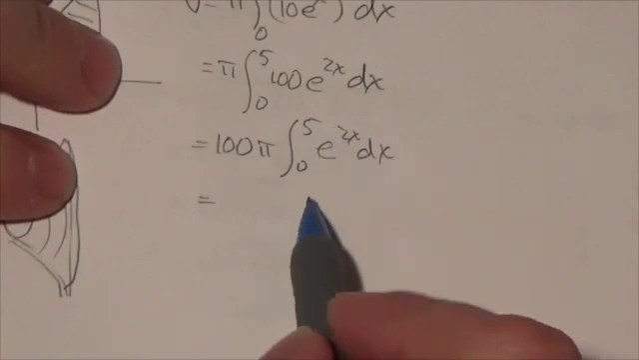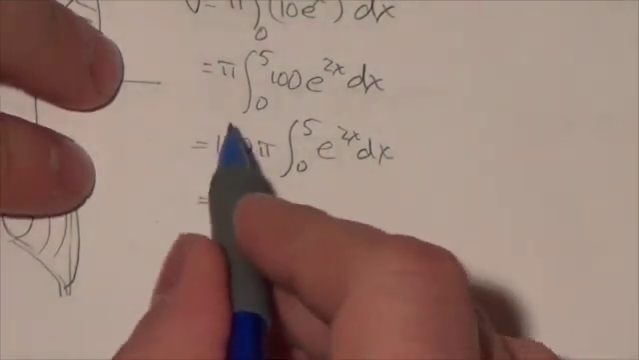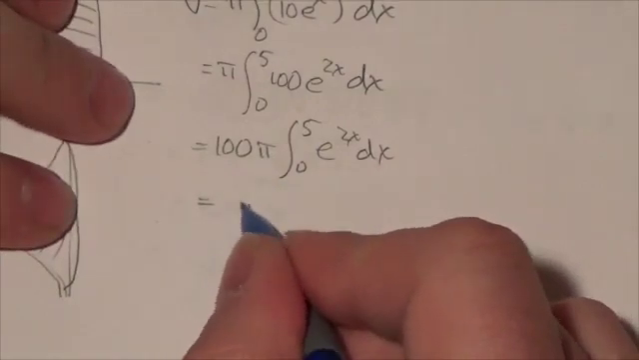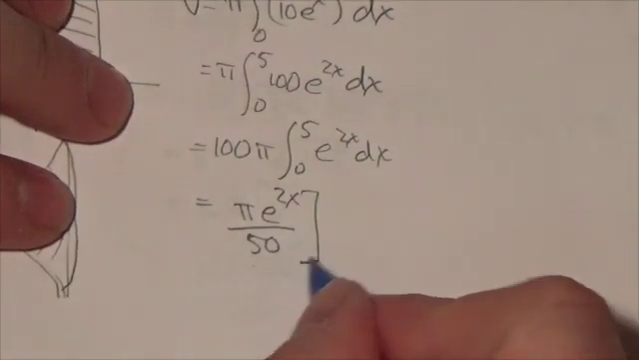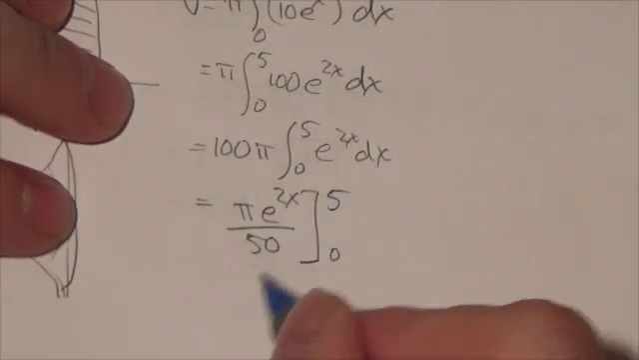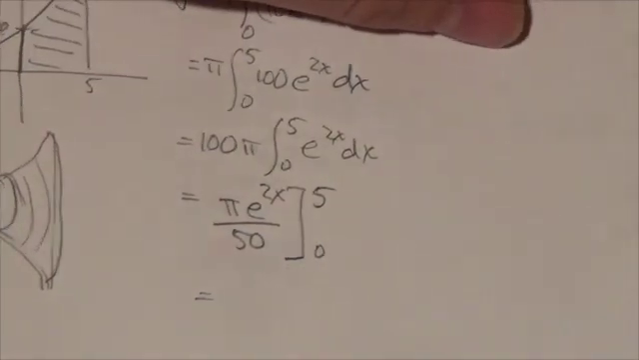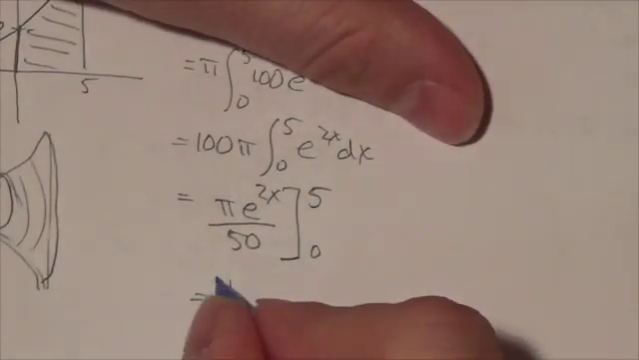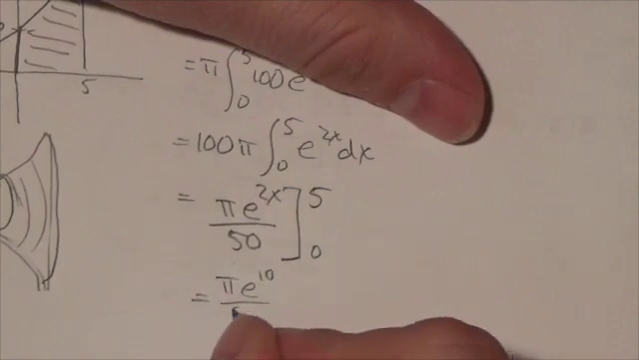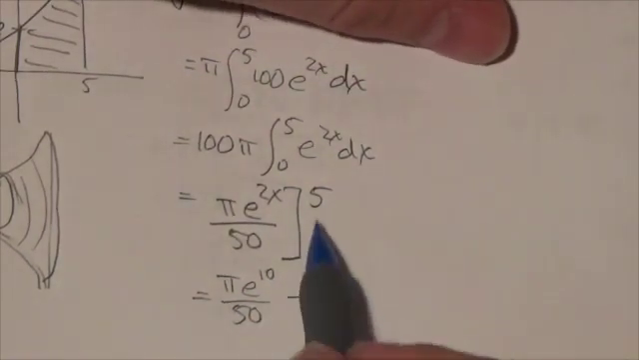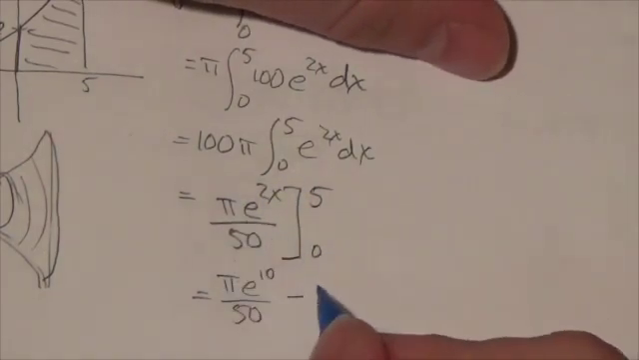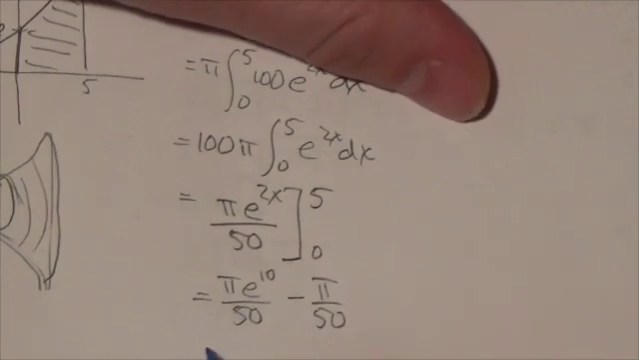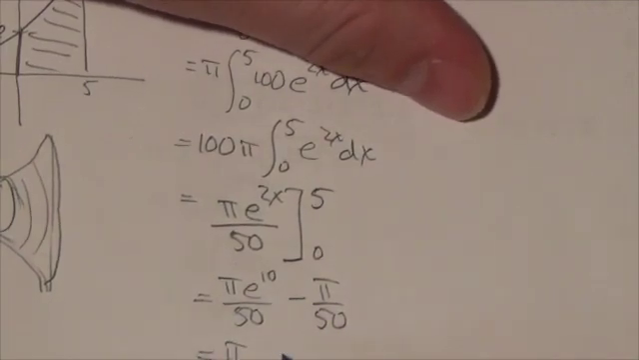We are, in fact, going to divide by 2, and that's going to affect that 100 out front here. So this is going to end up becoming pi e to the 2x all over 50, and we're going to evaluate that between 0 and 5. Okay? So if I plug 5 into this, this is going to become pi e to the 10 over 50 minus, and if we plug 0 into that, that's going to become 1. So it'll be minus pi over 50. So really this is pi over 50 times e to the 10 minus 1.